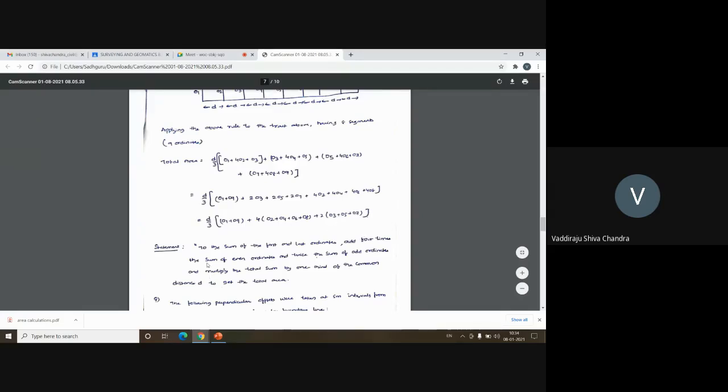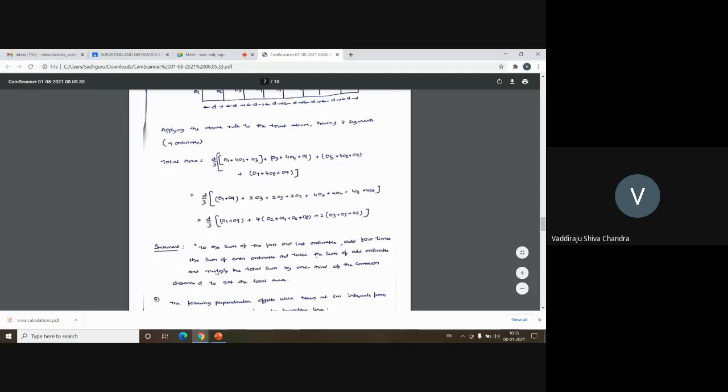So the statement comes as: the sum of the first and last ordinates, add 4 times the sum of even ordinates and twice the sum of odd ordinates, and multiply the total sum by 1/3 of the common distance d to get the total area. This is the statement of Simpson's rule.